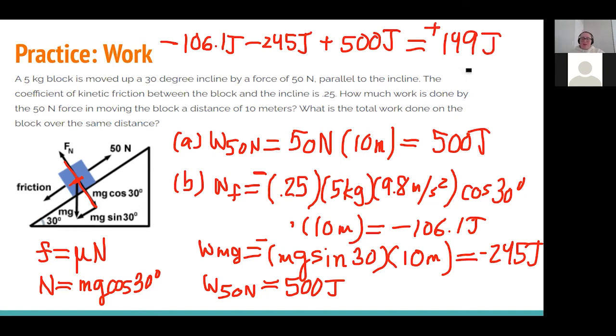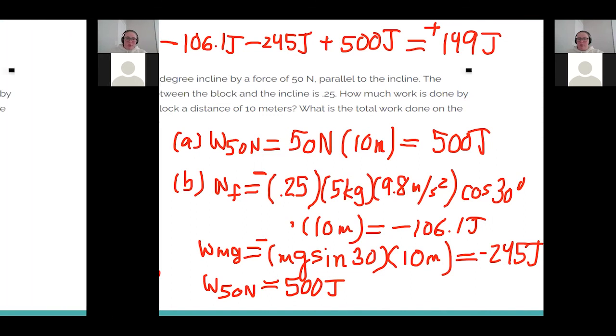So the work done by the 50 Newton force was actually much higher than the overall work done on the object, because some of that work was basically being undone by things like weight and friction, which are making it harder to pull the box up the ramp. And that actually makes sense based on what we know about how these forces work. They are working against each other. Weight and friction are going to be working against something that's pulling the box up the ramp.